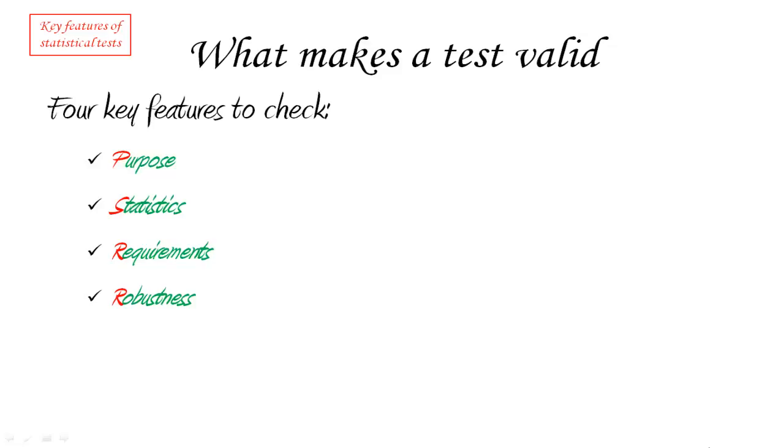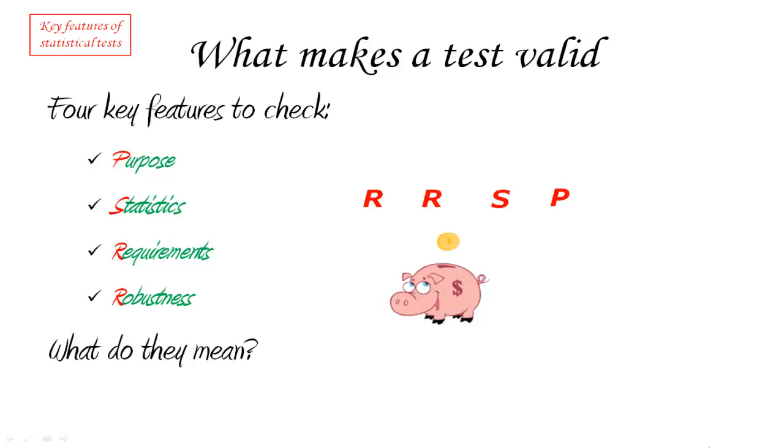Now, notice one thing. If you look at the initials of those four words, purpose, statistics, requirements, and robustness, and you list them in reverse order, you come up with an acronym that probably you're very familiar with, especially if you have already started planning for your retirement. So you may want to use this as a little bit of a mnemonic if you use mnemonics. But the important thing is, what do these four words mean in the context of statistical testing, and how do we check that in fact they are taken care of correctly?